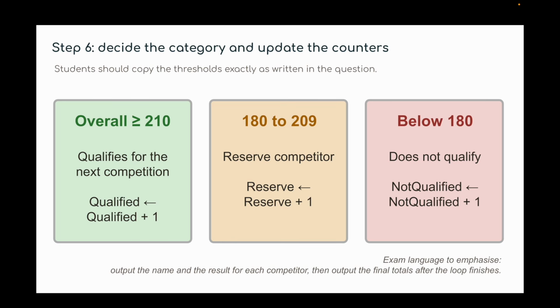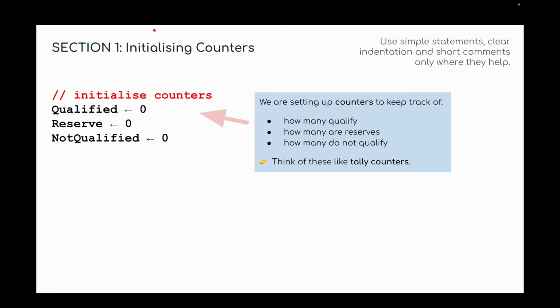Okay, we've gone into a great deal of detail as to what the challenge is asking us to do. So I'm going to start writing the code, and I'm going to set the counters. I'm going to initialize all my counters. Qualified is set to 0, reserve is set to 0, and non-qualified is set to 0. Okay, setting up the counters to keep track of how many qualify, how many reserves, how many do not qualify. Think of these as tallies, okay?